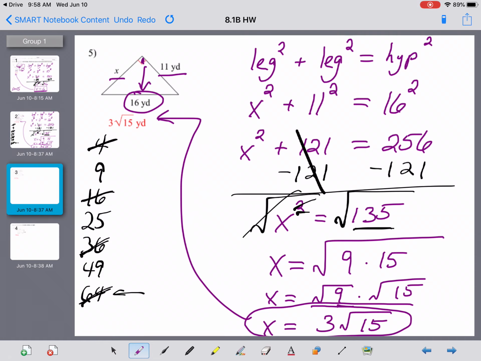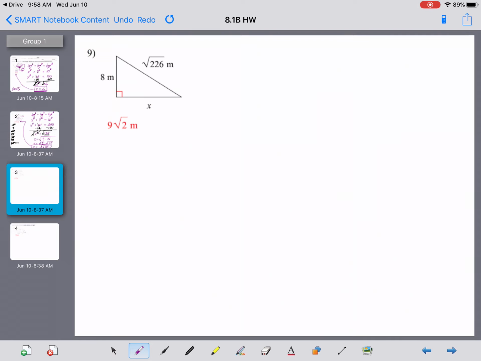Okay, that was number 5. Let's take a look at number 9. I wanted to do one like this with you guys because it does something that we hadn't seen before in our notes in the video here.